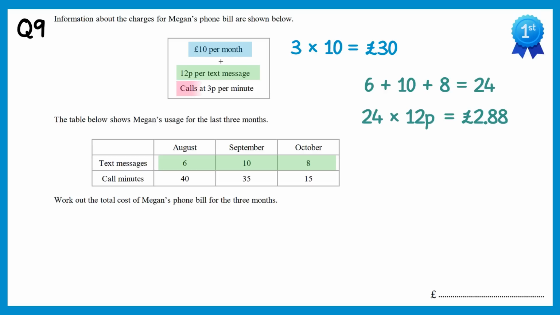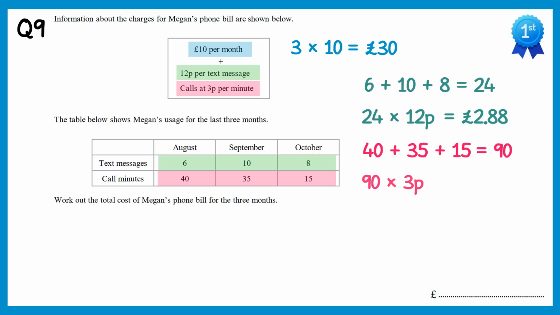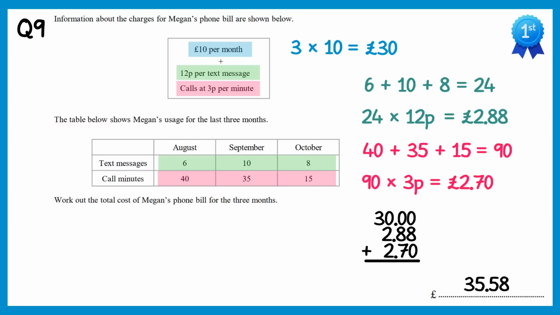It also calls at 3p per minute. So if we add up the minutes, we've got 40 plus 35 plus 15, this gives you 90 minutes of calls. If each call is 3 pence though, we do 90 times 3p, which gets you £2.70. Now we need to work out the total bill, so we have the £30 plus £2.88 from the text messages, plus £2.70 from the calls, and this gives you a total of £35.58.